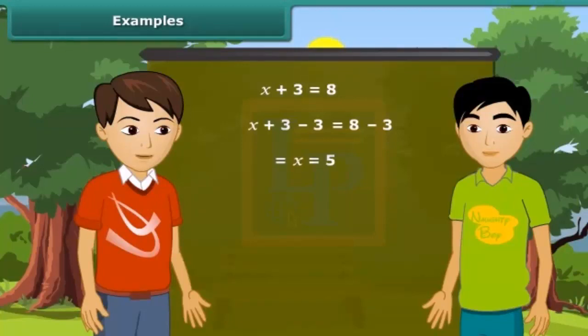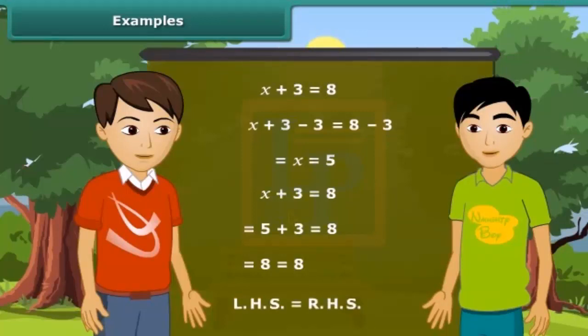Are you sure that this answer is true? We can check this by placing the answer in place of x. If the left-hand side is equal to the right-hand side, then the answer is correct. We can see that here the LHS is equal to the RHS. Hence, our answer is correct.